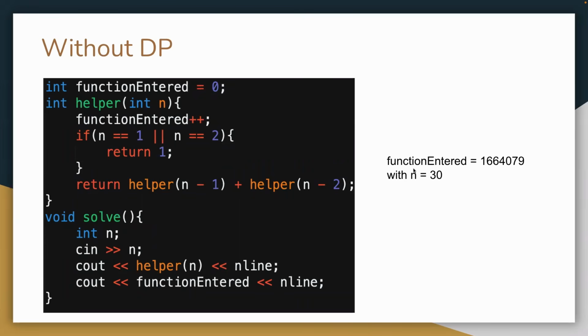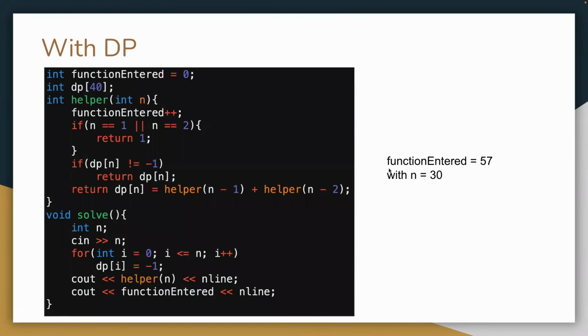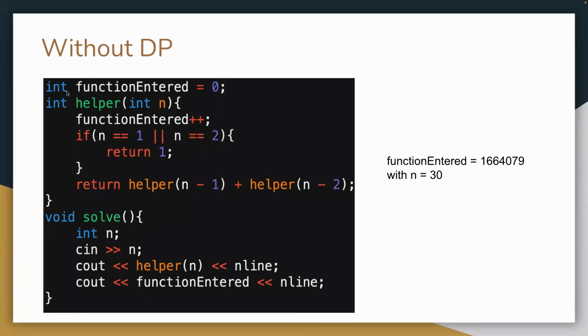Now, I have specifically used the parameter, which is function entered. This function entered tells me how many times I have entered this helper function. Can you see that this value is pretty large here? And is this making sense that the number of times you enter the function would be roughly the number of operations that you're doing? Is this clear to you guys? Yeah, this number is huge, right?